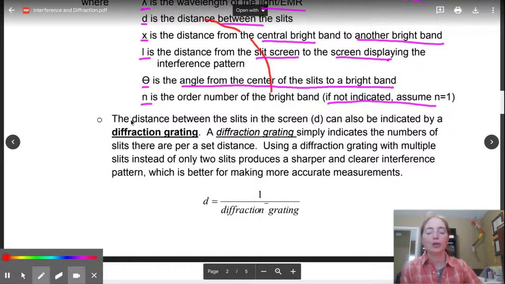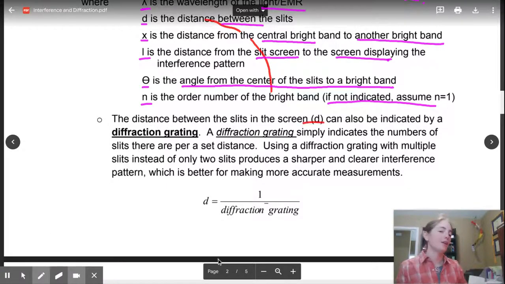So the distance between the slits, d. Now this may be indicated on a diffraction grating by how many slits there are in a certain distance. Remember how we mentioned earlier, the diffraction grating is like Young's double slit, except there are many, many, many slits. You're going to get the same result, but a much sharper and clearer interference pattern, so it's much easier to get more accurate results that way. So when you get how many slits per meter or centimeter, take 1 over that to get the distance between the slits. Keep that in mind, and we'll use that when we do our calculations.